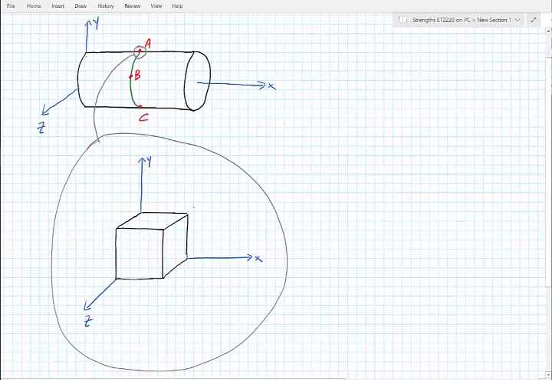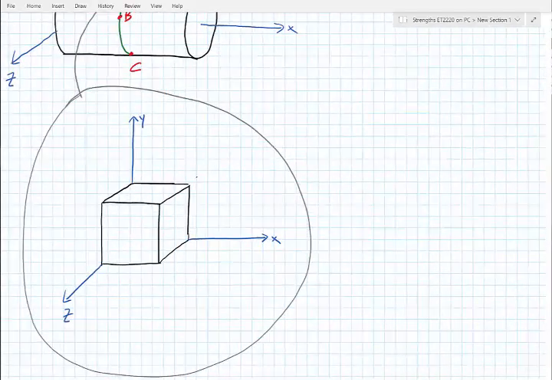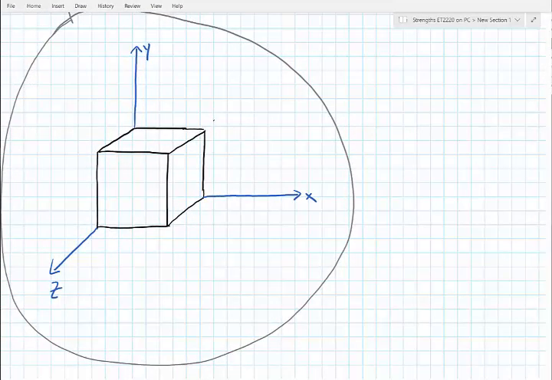If we were to zoom in at point A, we could represent, in essence, a block at point A. If I zoom in on this block, it's like a microscopic view of what's going on. What I can say is that there are multiple types of stresses that can exist on that little element. This is still point A.